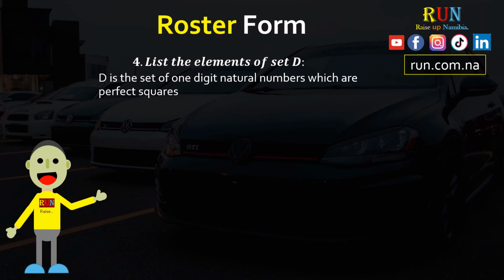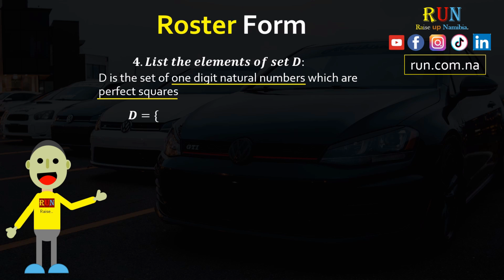Let's move on to example number 4. List the elements of set D. So the description says D is the set of 1-digit natural numbers which are perfect squares. So let's just underline the keywords here. We have 1-digit natural numbers and perfect squares. So when it comes to listing, we say D is the set of which elements?